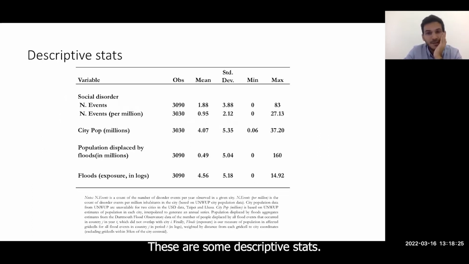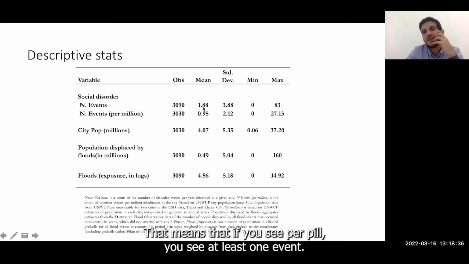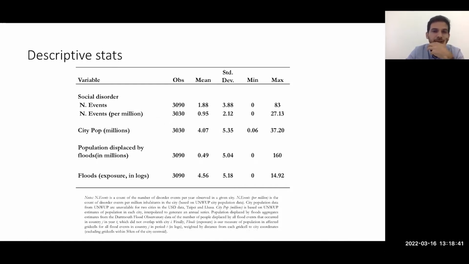These are some descriptive stats. You can see here, for instance, for social disorders, the number of events is 1.88. So it means that, I mean, in these cities you see, per period, at least one event.